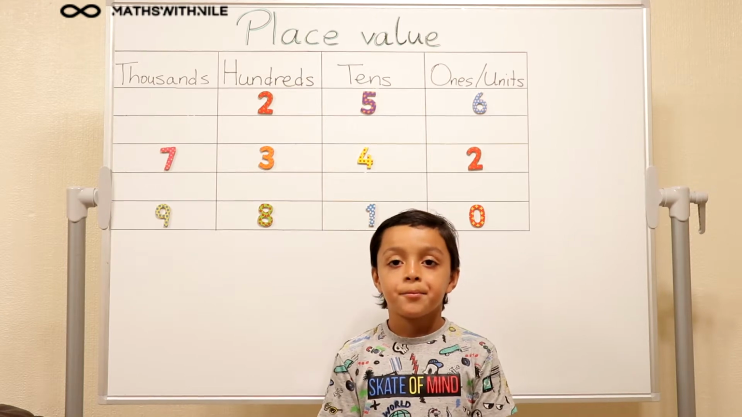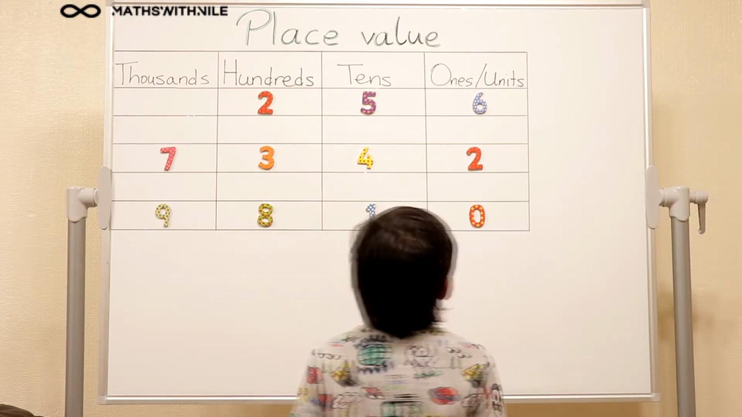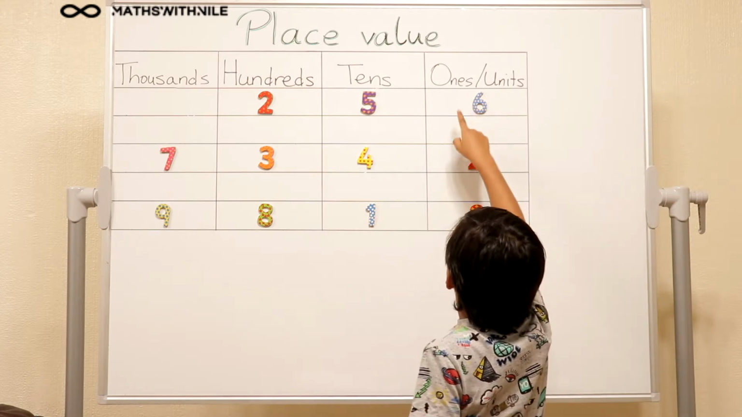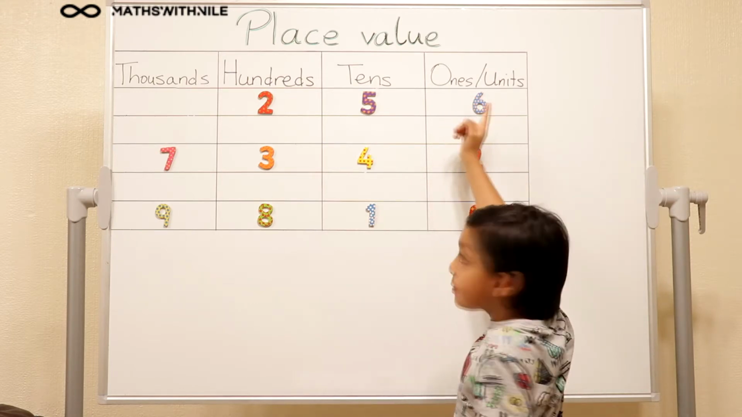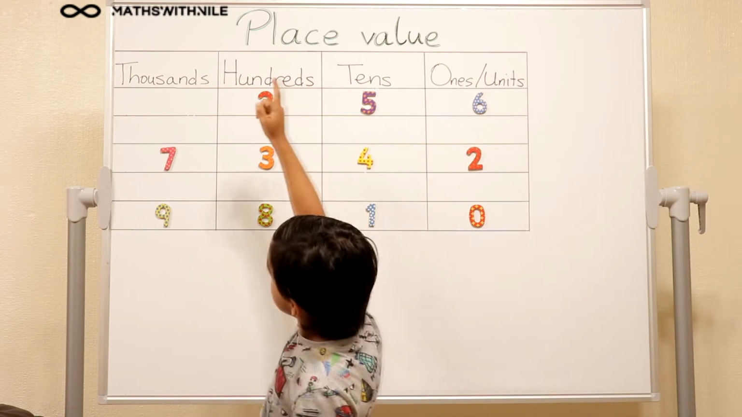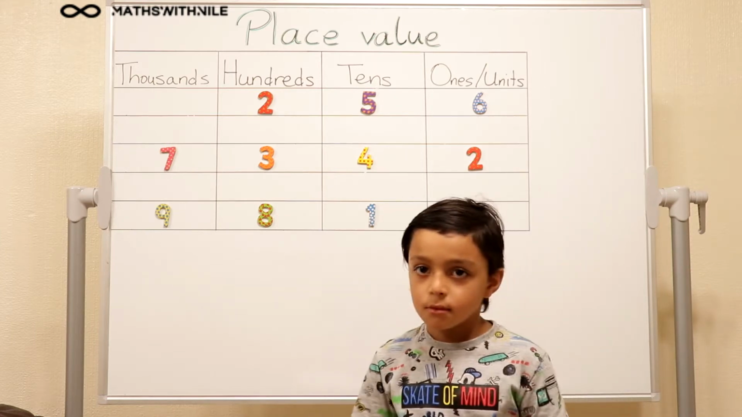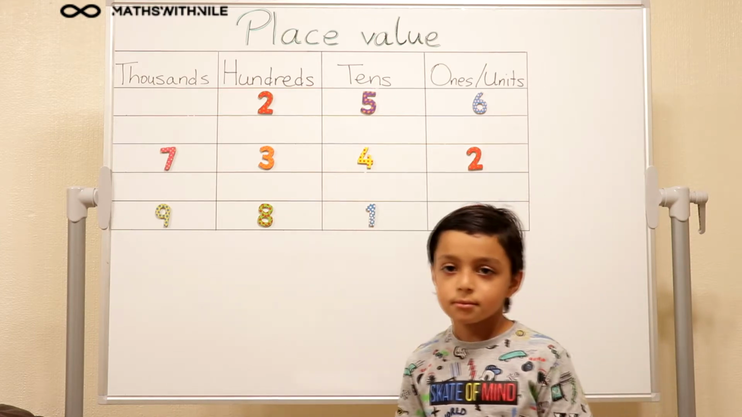Hi Nile, we have a place value table behind you. Can you go through the headings of each column? Units or ones, tens, hundreds and thousands. Okay, and this helps us to order our numbers and know the value of each number.